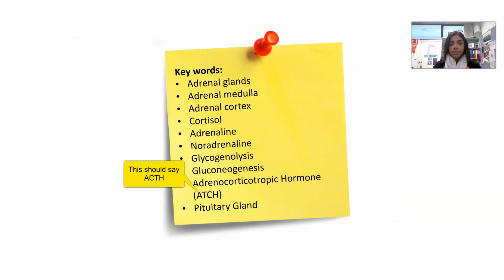There's a lot of key words in this list. Some of these you have seen before, so hopefully that shouldn't put you off. Words like glycogenolysis and pituitary gland you have seen before. Other ones may be familiar, but we will talk about these throughout the lesson.